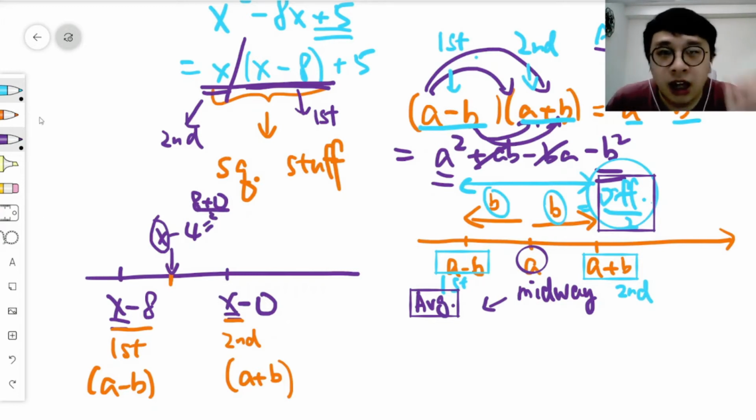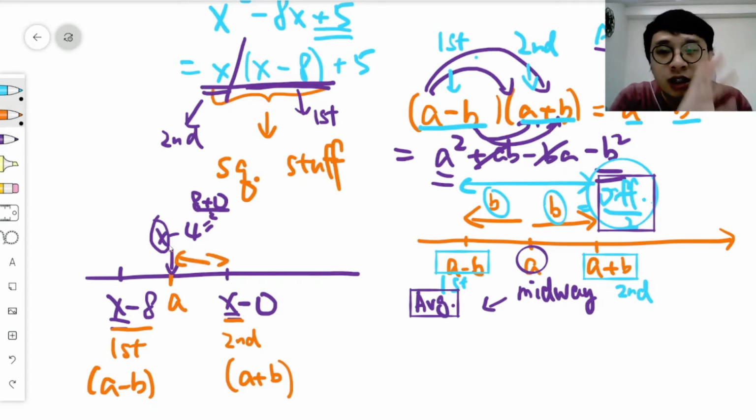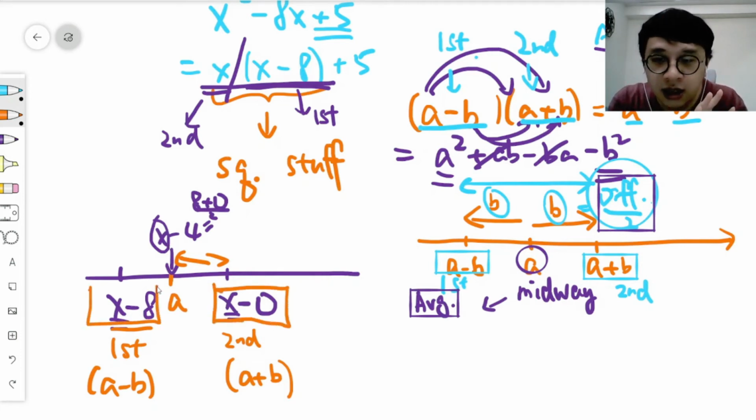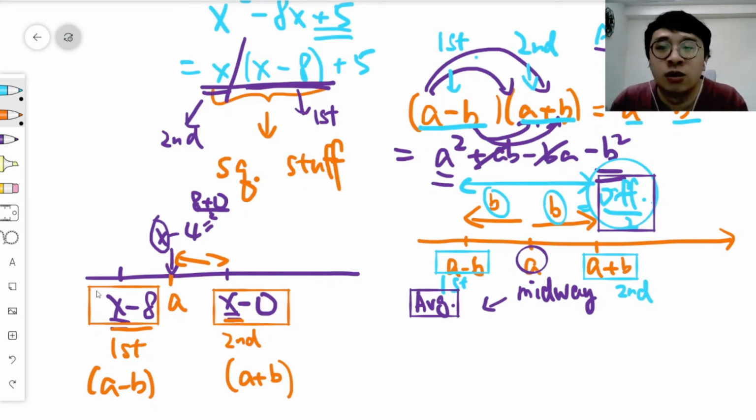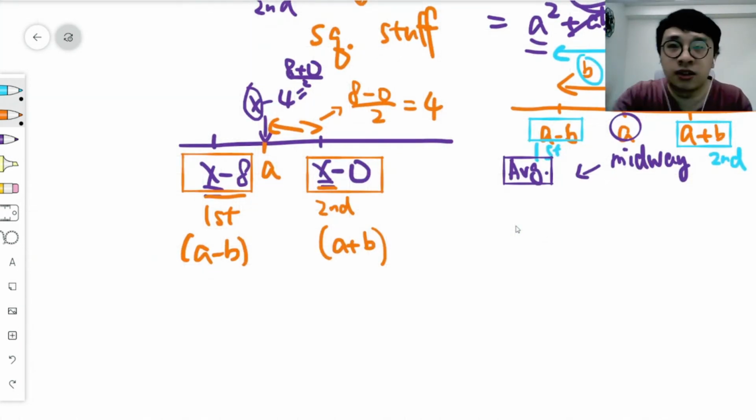How about the b? The x minus 4 should correspond to the a. How about b? The b should be this distance. But then you can see that we can get the distance super easily because we have this x minus 0 and x minus 8. What is the distance between x minus 0 and x minus 8? The x is not important. We can just, super intuitively, see that for minus 0 and minus 8, the difference is 8. And then we divide it by 2, so it is 8 minus 0 over 2, and it's 4. The distance is easily obtained.